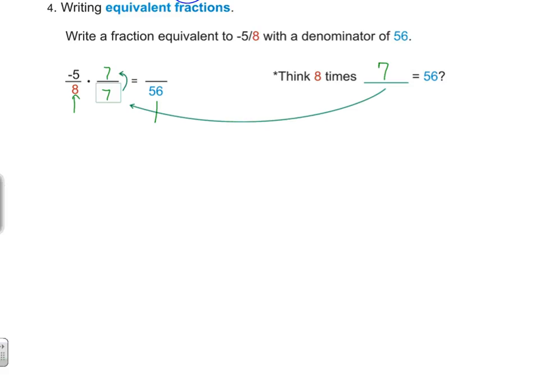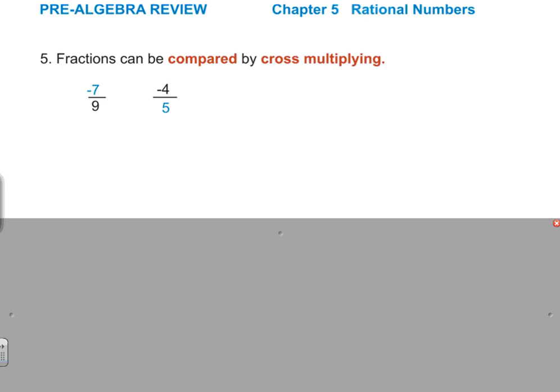Now I'm ready to finish off the top. Negative 5 times 7 is negative 35, and there's the equivalent fraction, negative 35/56. Okay, what else? Remember, we can compare fractions by cross multiplying.